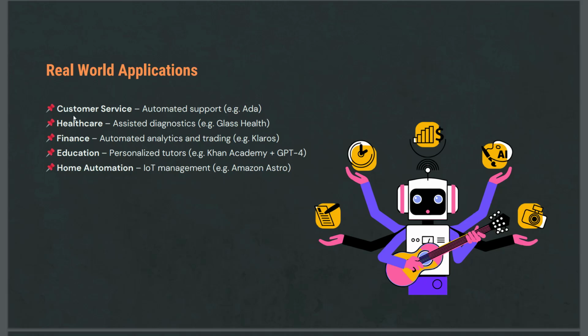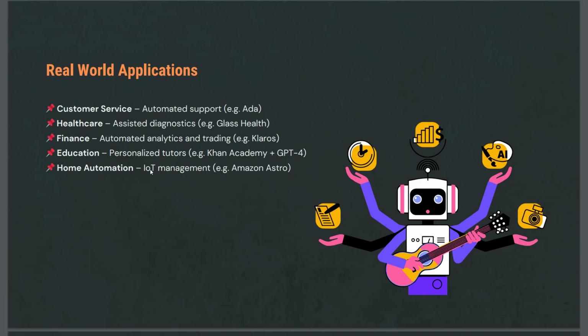Some real world examples can be, for example, customer service, which can automate support. ADA is a good example. Healthcare, where it can assist diagnostics for a lot of sicknesses. For example, Glass Health is an app which is an AI agent. Finance, where it can give you advice, like automating your analytics and trading bots. Nowadays there are a lot of trading bots which are good, but just imagine if you create an AI agent for trading bots, it can be something really cool.